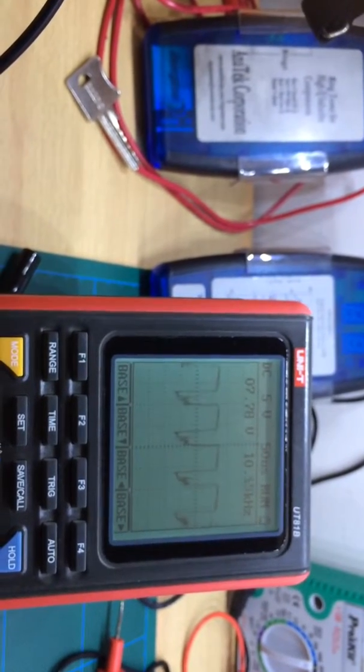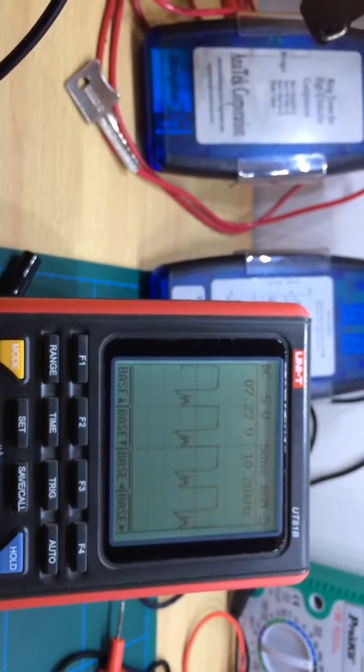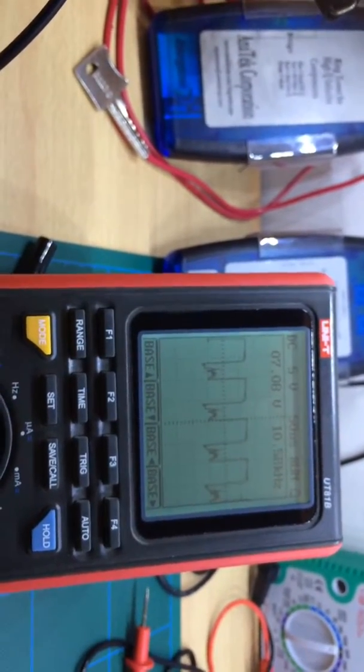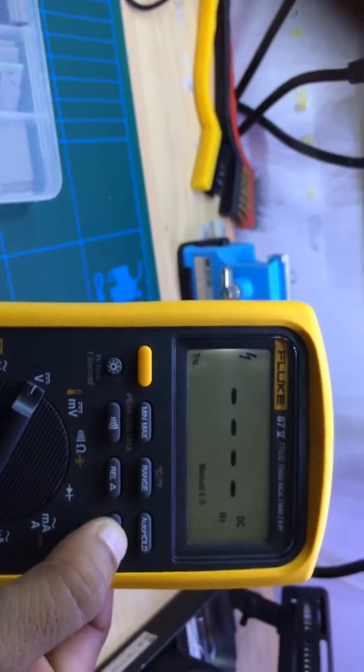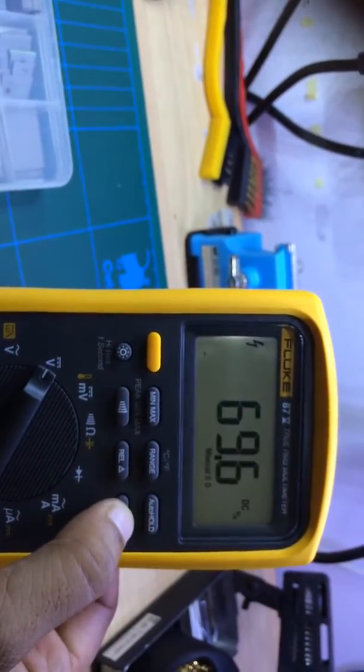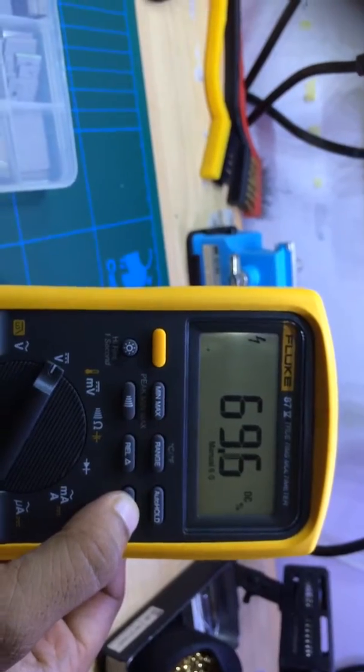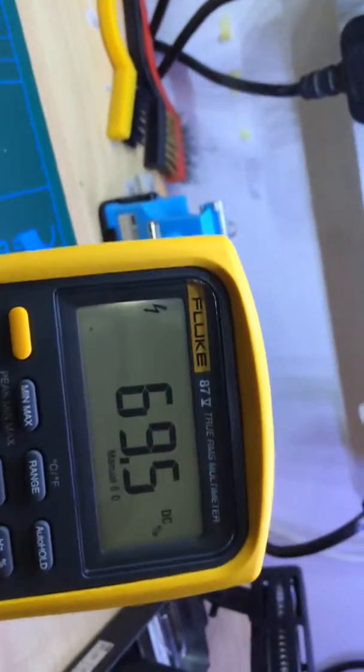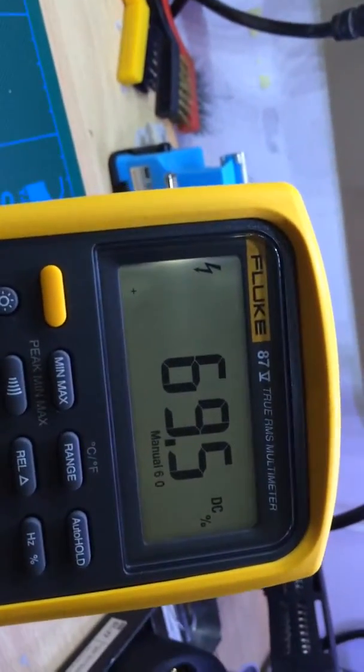You can see here. If I want to check this condition, I will check my duty cycle and frequency. So it's 46 kilohertz and 69%, almost 70%. 70% is approximately on.